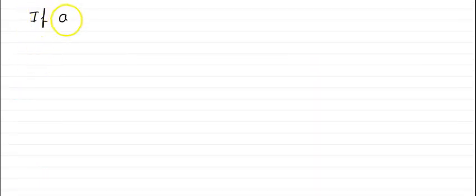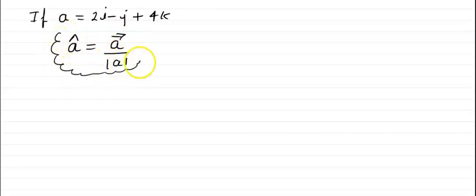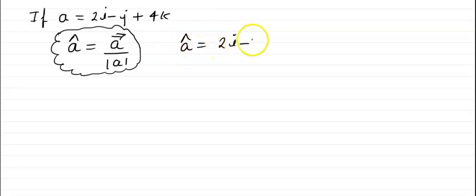If A is 2i minus j plus 4k, you need to find the unit vector. So A, you can say cap or hat. The unit vector is given by vector A divided by its modulus. This is the unit vector formula. So vector A is given by 2i minus j. Let me clear this.